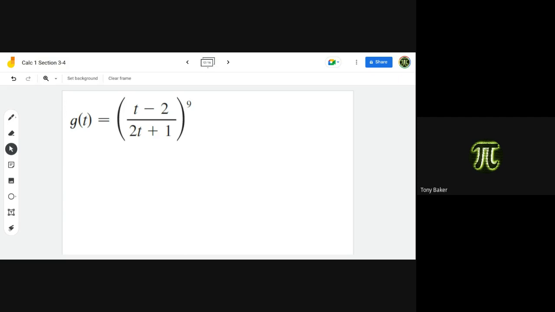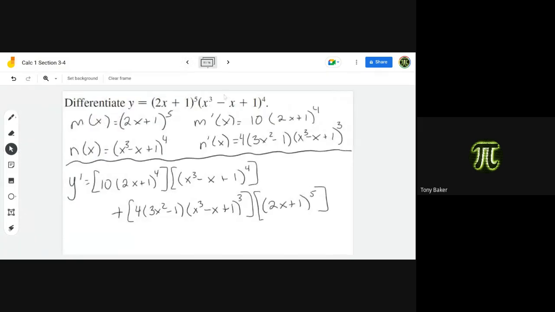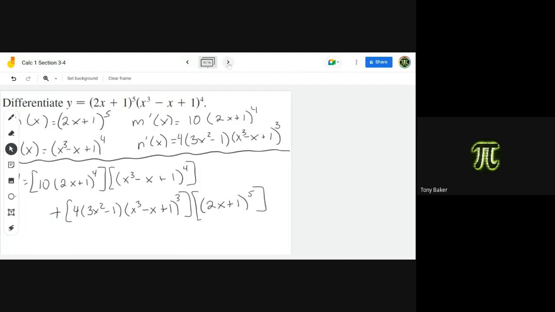So this one, do I have multiple things that I'm multiplying together, like the last problem? No. So the last problem I had this times this. So that was the product rule on the outside. So I ended up having to do the chain rule first and then do the product rule.